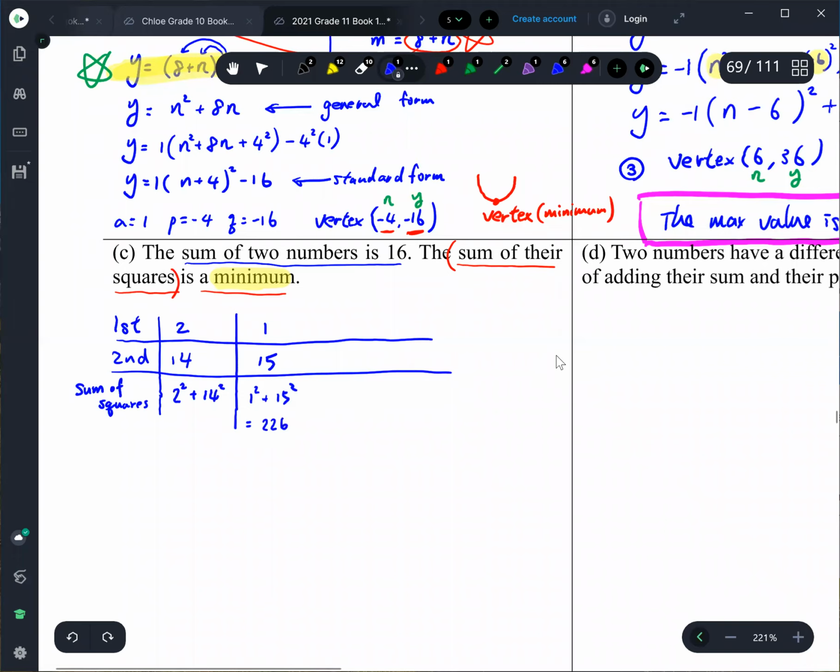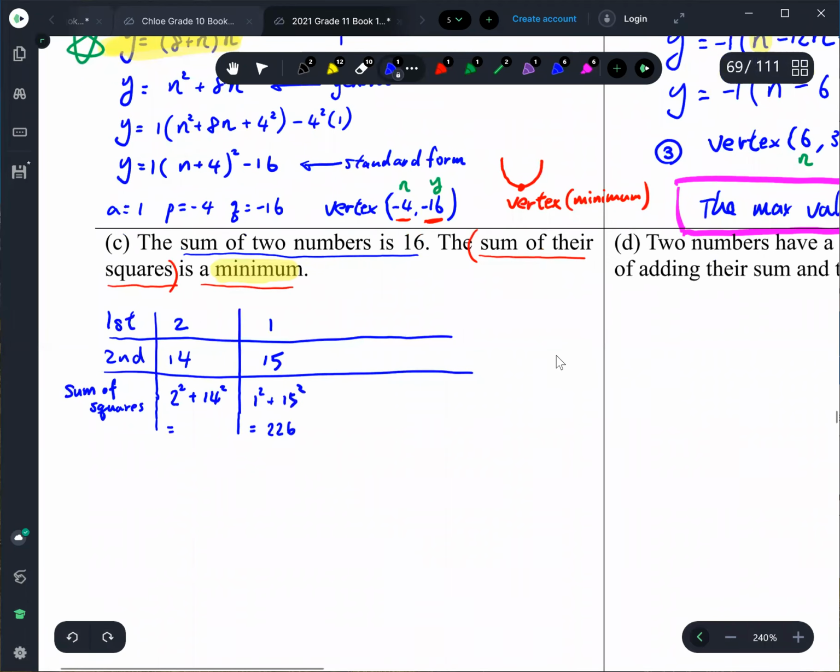Yeah, 226. Okay. And Isabella, can you help us find the answer for the first part? The sum of the square for the first pair. 200. Okay. So far, the one that is smaller is the 200. So far the minimum, minimum is the smallest, is the 2 and 14. So we want to make the sum of the squares as small as possible. That's what minimum means.